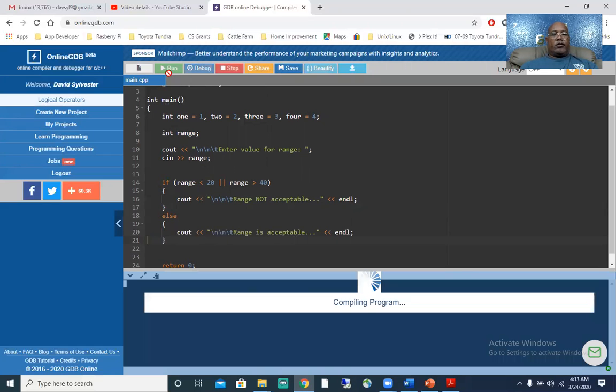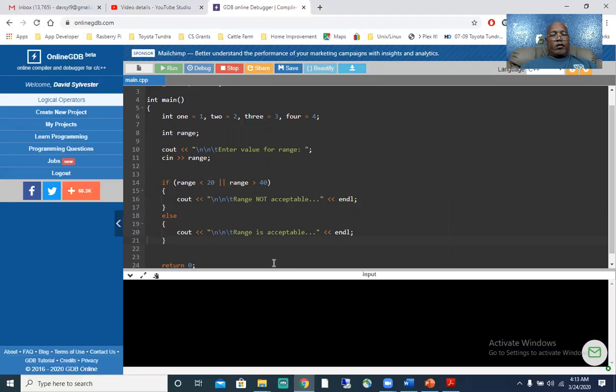So let's run it. If I put in 20, 20 is not included in that. It should say is acceptable. No, it's not acceptable. I did it backwards. True. Wait a minute. Let me see something. Range. Oh, okay. Yeah, 20. Okay, that's right. It is acceptable. I'm confused.